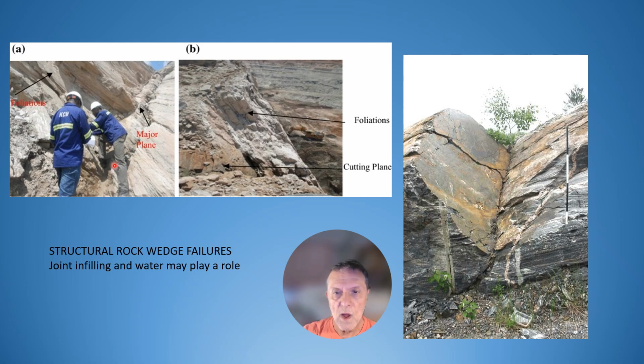Here you have structural rock wedge failures. So in this case, you have a fracture going this way, which leads to what we call a wedge failure, which fails along this direction. So it's like perhaps a diamond-shaped block, which, because of the orientation of these intersecting fractures, gives you a preferential failure direction along this orientation.